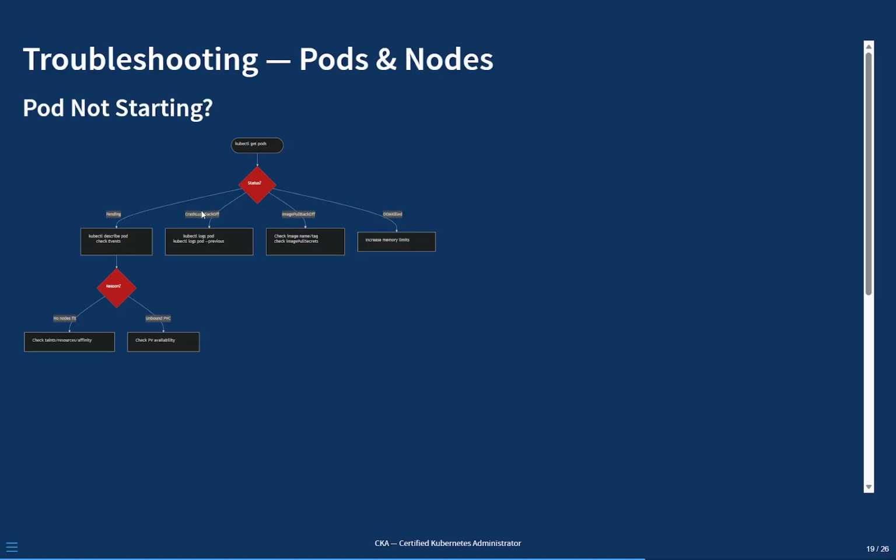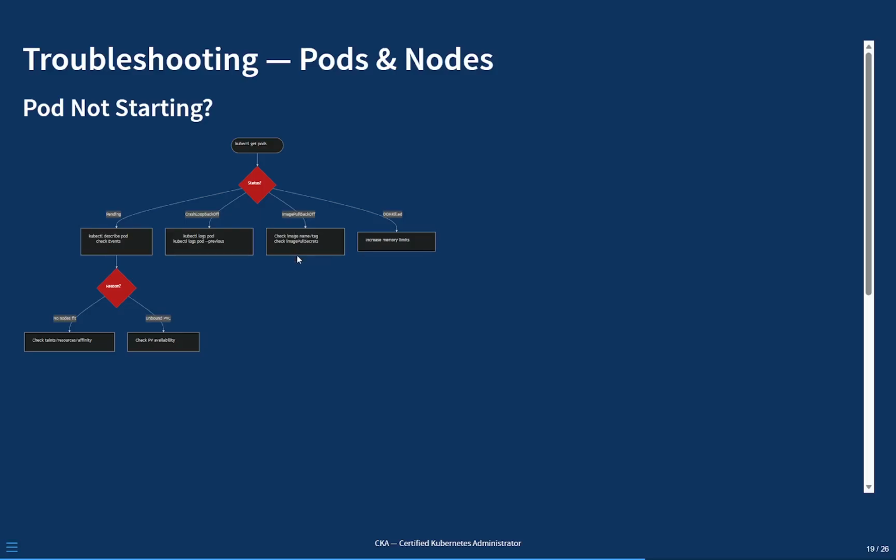If the status is CrashLoopBackOff, the container is starting and crashing repeatedly. Run kubectl logs pod to see what the application is printing to stdout. If the container crashed before you could grab logs, use kubectl logs pod --previous to see the logs from the previous crashed instance.